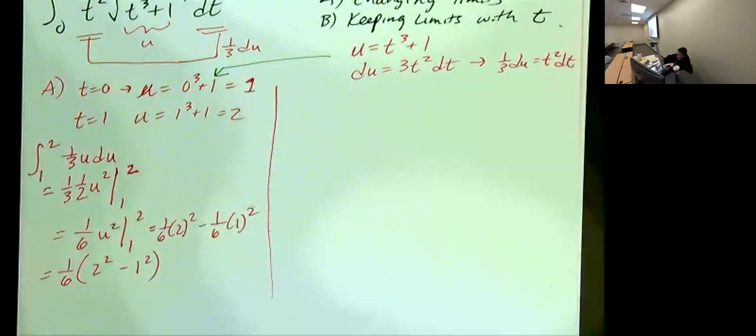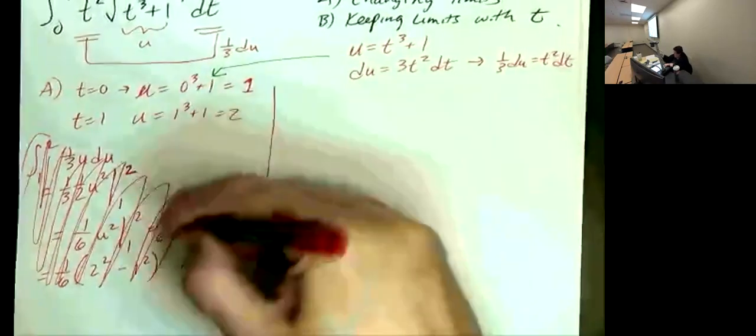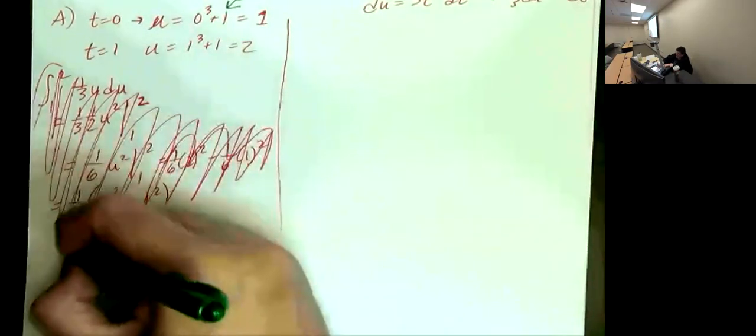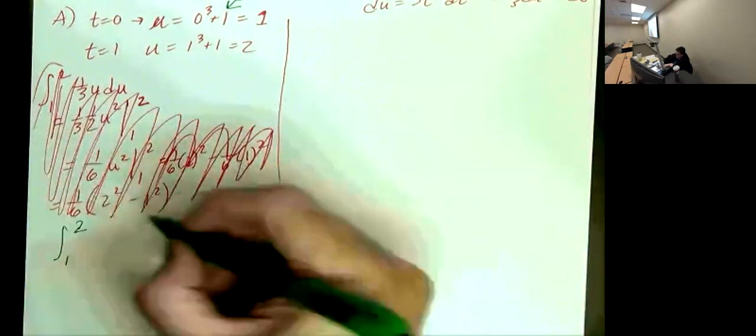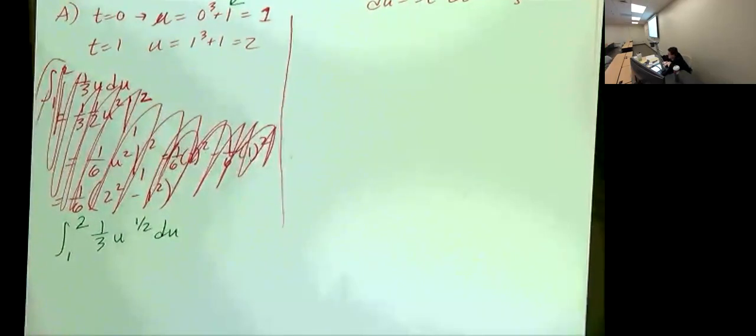I messed it up. Let's try that again. You're right. Good catch. Limits are still the same, 1 to 2. That is 1/3 u to the 1/2 du. Excellent catch.